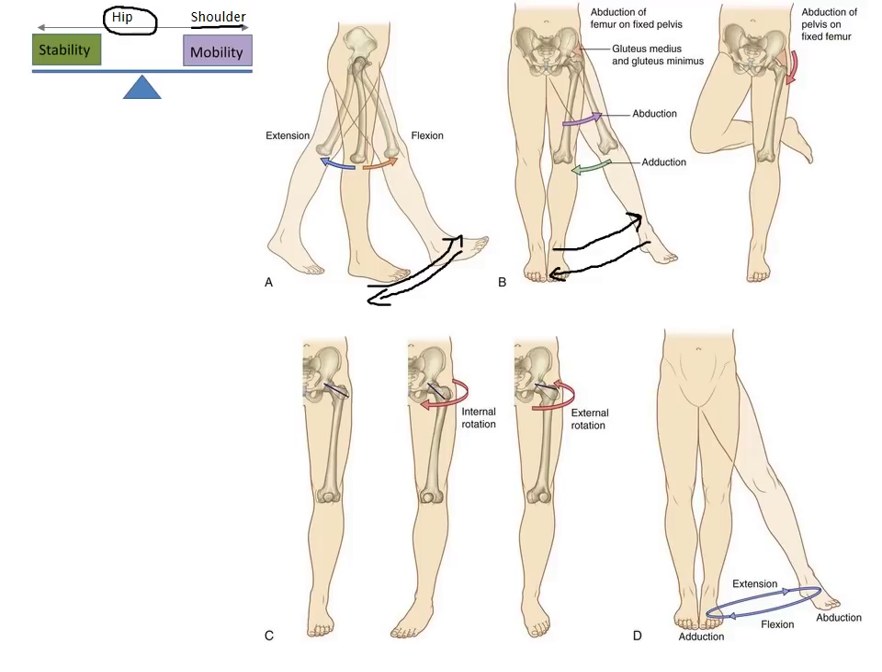Note that a consequence of internal rotation of the hip joint is a foot that turns in or is pigeon-toed. Conversely, external rotation at the hip joint can manifest with the foot turned out. Picture D shows a combined planar motion called circumduction.